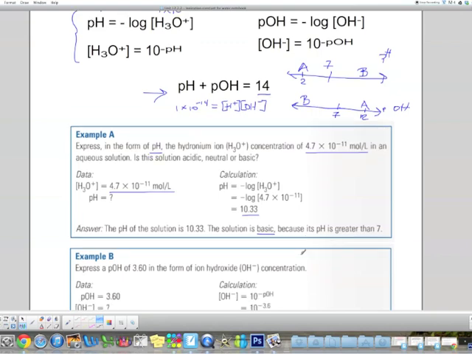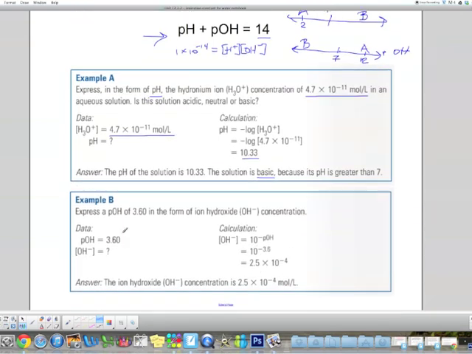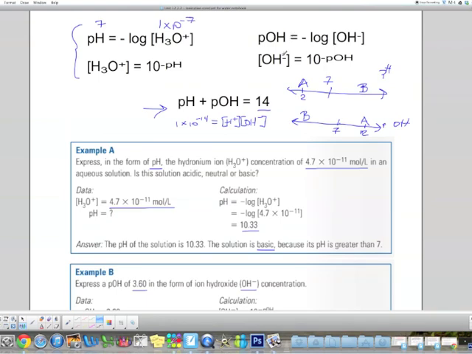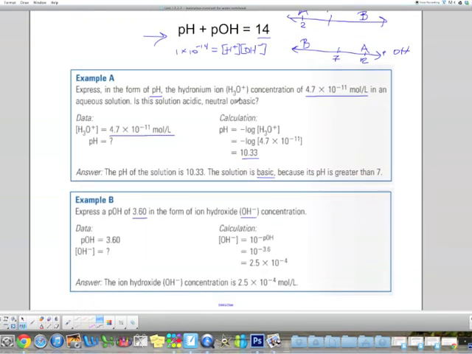Example B, express a pOH of 3.6 in the form of an OH minus concentration. So I have a pOH of 3.6, and I want to know what is the concentration of OH minus. So I'm going to have to use the reverse. I want to find the concentration of OH minus, and I have the pOH, so I'm going to use this equation over here. 10 to the negative pOH, or 10 to the negative 3.6 in this case, will give me the concentration of OH minus, which is 2.5 times 10 to the negative 4 mole per liter.